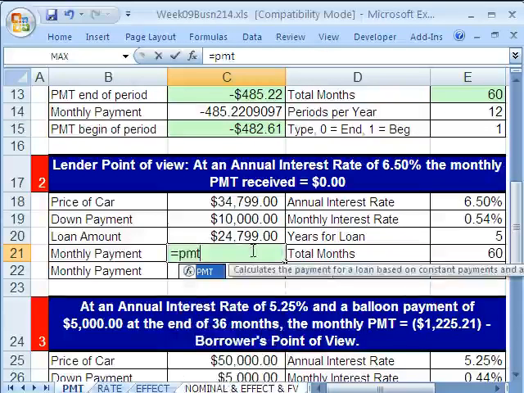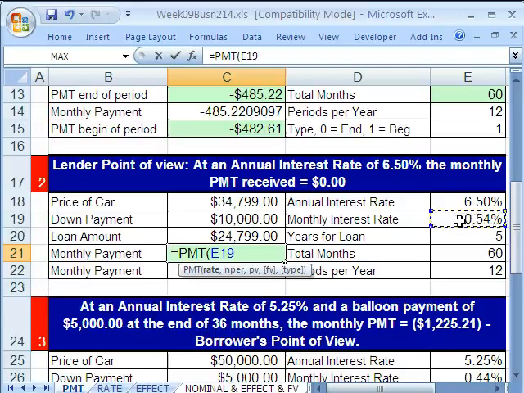Equals PMT. The rate is going to be our monthly rate, comma, our number of periods is going to be our total months, comma, our present value. When the bank gives you the $24,799, that's a minus. It's going out of their pocket and into yours. So you have to put a minus here, minus that amount. This is from the lender's point of view. Now, we don't need balloon payment or type. The default is 0 or end, which is what we're doing right here.